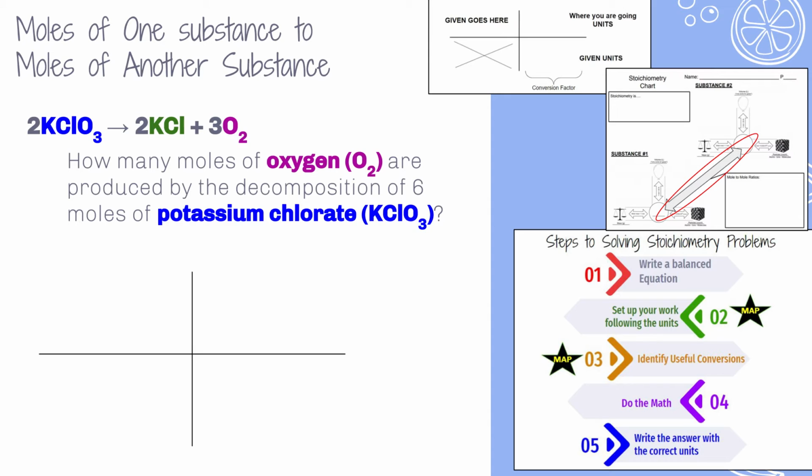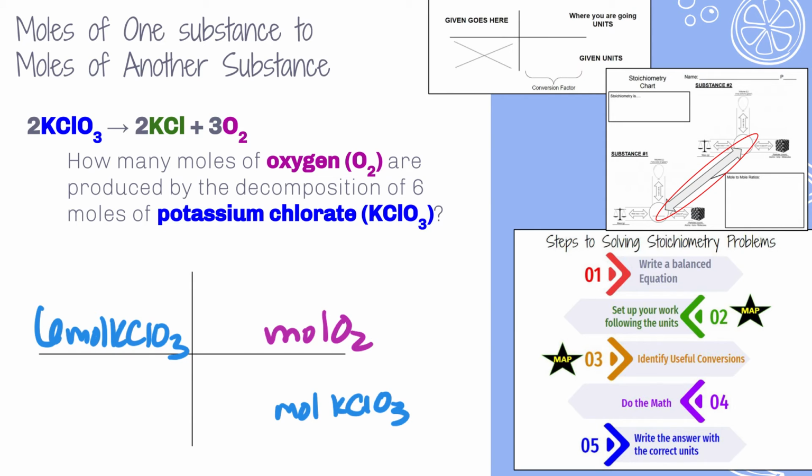Then set up your work following the units. So we are given moles of potassium chlorate. So we are given 6 moles KClO3, which means on the bottom, my moles of KClO3 must be on the bottom of my conversion factor. And because I want how many moles of O2, I want moles of O2 on the top. So what is my conversion factor between KClO3 and O2? Well, the coefficient for KClO3 is 2, and the coefficient for my oxygen in this reaction is 3. So then I've set up my useful conversions.